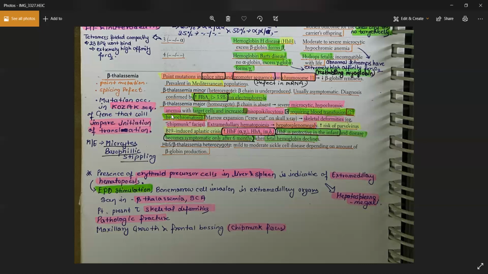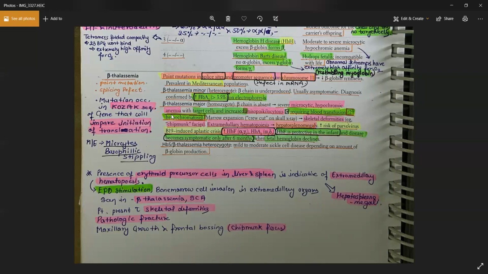Some are sickle shaped, some are target cells, some are spherocytes, and some are nucleated cells. Okay, multiple types of RBCs are seen in the PBS, right? And these patients will require blood transfusion because they cannot synthesize the normal alpha chain, they cannot synthesize normal RBCs, so they require external RBCs. So they require blood transfusion. And with chronic blood transfusions, these patients can also have secondary hemochromatosis, right?